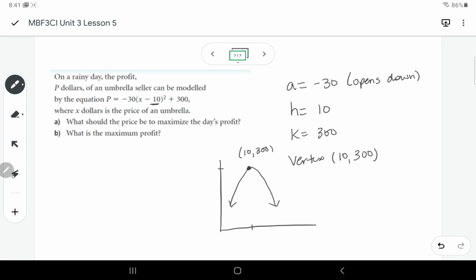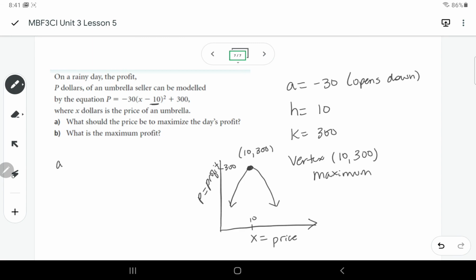So this vertex is the maximum because it's an opening down parabola. So this tells us what the price should be to maximize profit. So we see that x is the price, and my y or my P is profit. So the x is 10 and the profit is 300, and that just comes from finding the vertex.